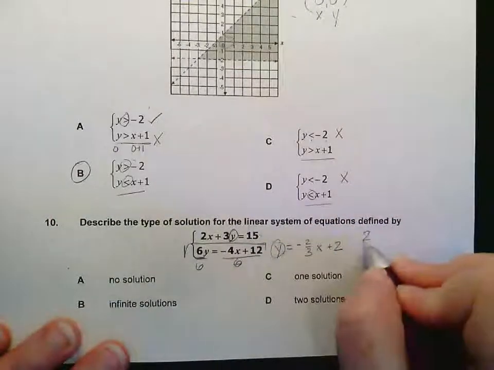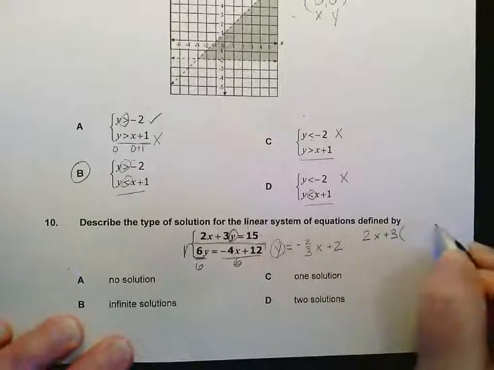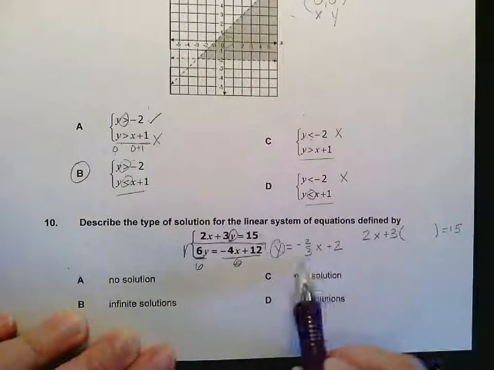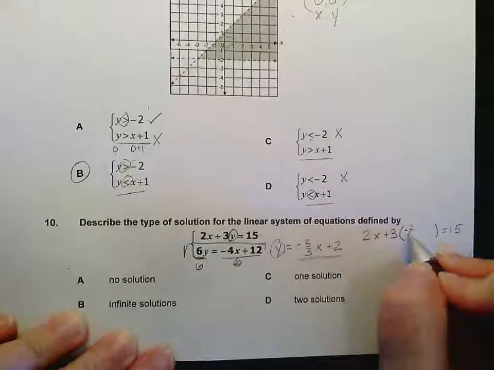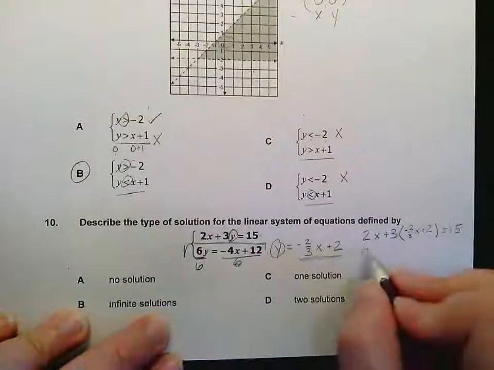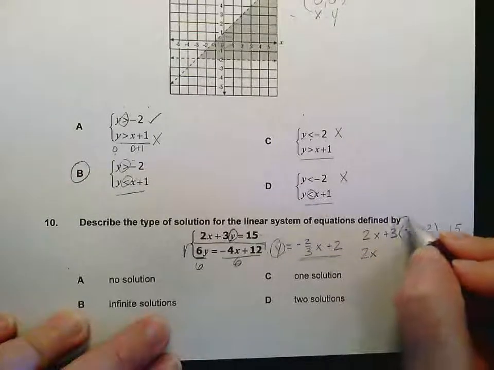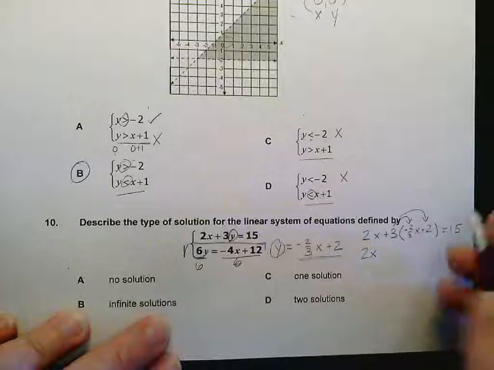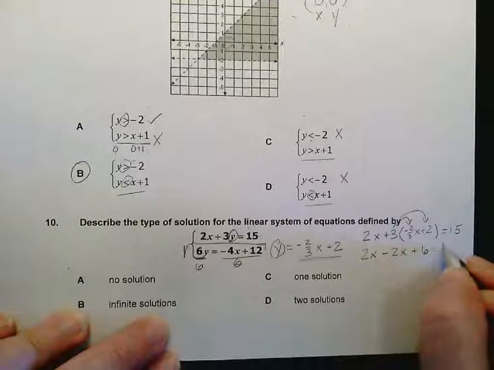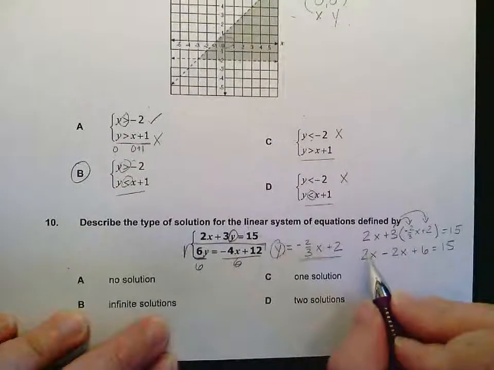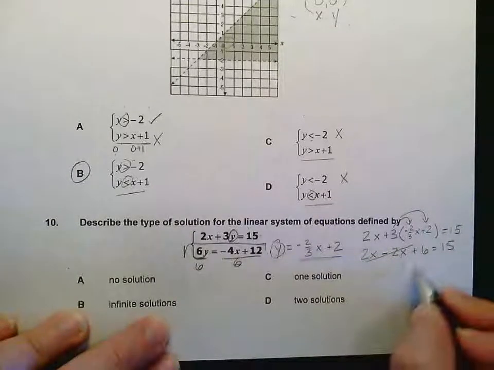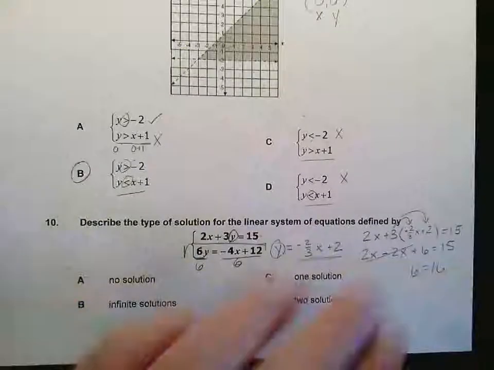Now that I know what y equals, I can go up here and find y, and I'm going to change it. So 2x plus 3, instead of y, I'm going to write parentheses, equals 15. Now I'm going to put what y equals inside those parentheses, -2/3 x plus 2. To solve this equation, I'm going to distribute. So I don't need to do anything with the 2x, but I'm going to multiply 3 by each term. 3 times -2/3 is -2x. 3 times 2 is +6 equals 15. Now I'm going to combine like terms. I have 2x terms over here. 2x minus 2x is 0. So I'm left with just 6 equals 15.